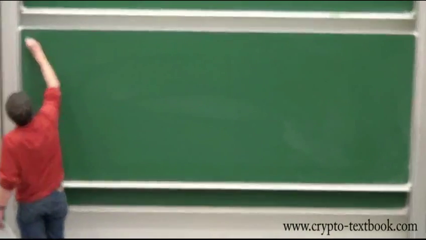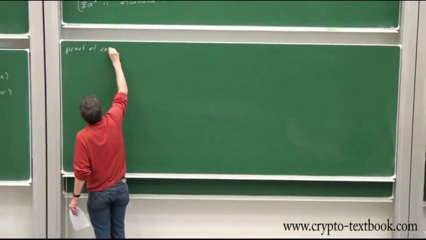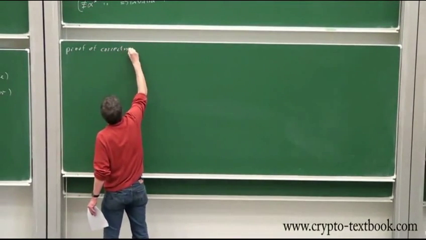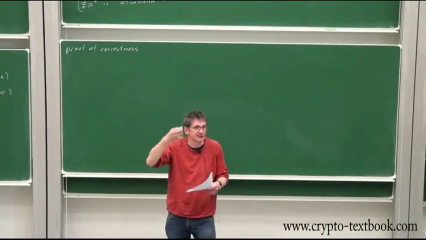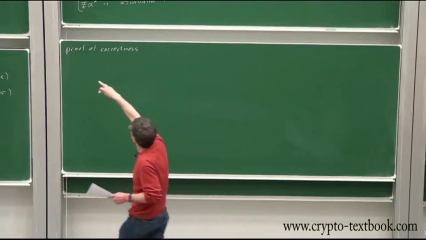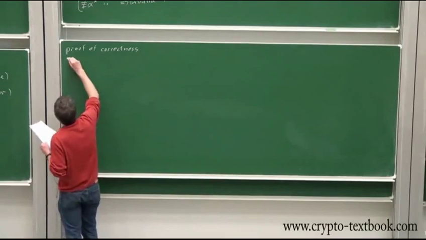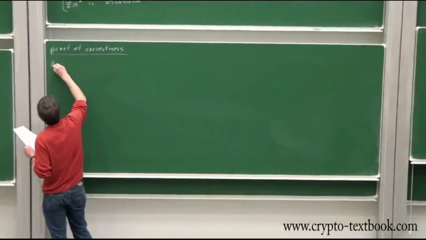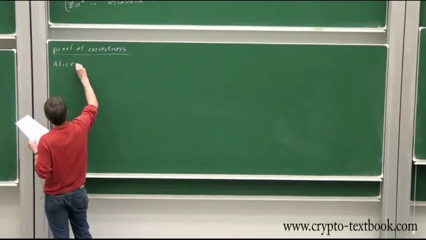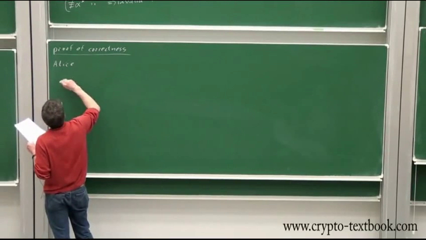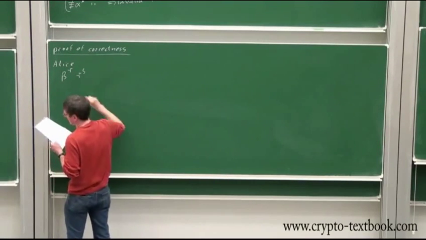We call that proof of correctness. So we look at what Alice is doing, and whether this verification decision, is t equivalent to alpha to the x, makes any sense. So what Alice does is she computes beta to the r times r to the s.